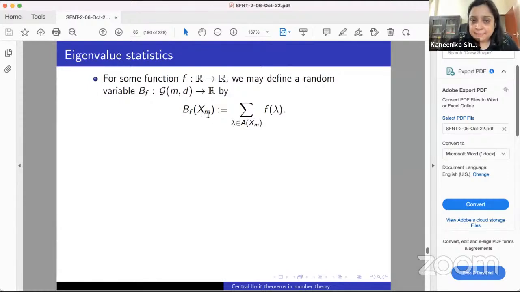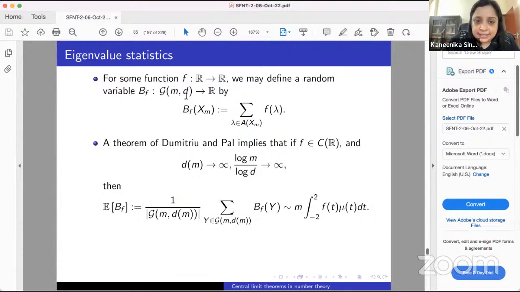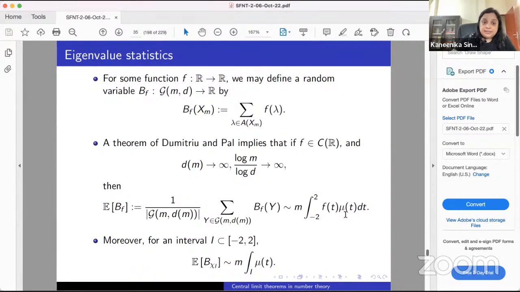So for a specific graph x sub m, let B sub f of x sub m denote the sum of the values of your function f over all the lambdas lying in your family of non-trivial eigenvalues of x sub m. So this can be viewed as a random variable on this family G of m comma d. And a theorem of Dumitriu and Pal tells us that the expected value of this B sub f is asymptotic to the integral of your function f with respect to the same Sato-Tate measure, which we had got for sums of our random variables T sub p in modular cusp forms. However, for this theorem to hold, Dumitriu and Pal require the number of vertices to grow quite fast as compared to the degrees.